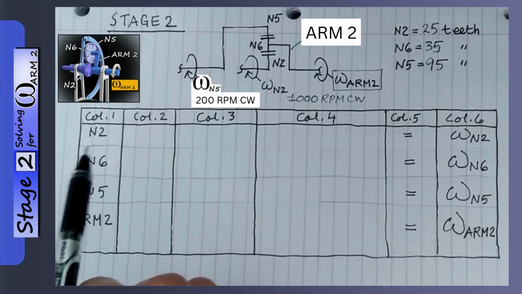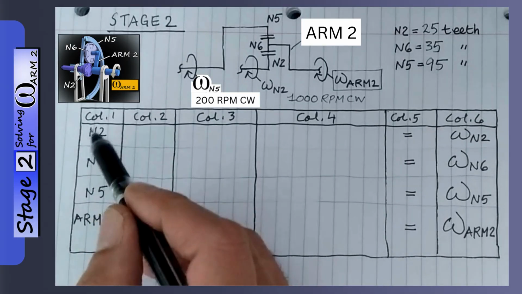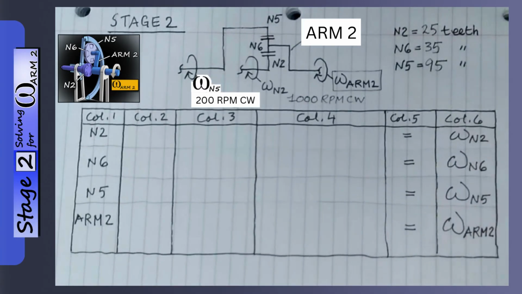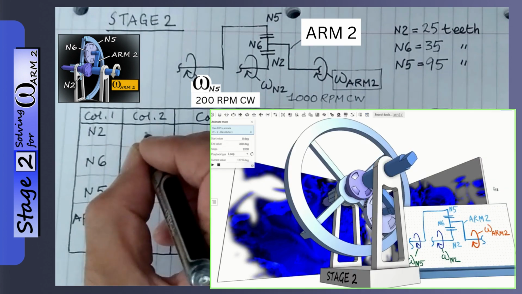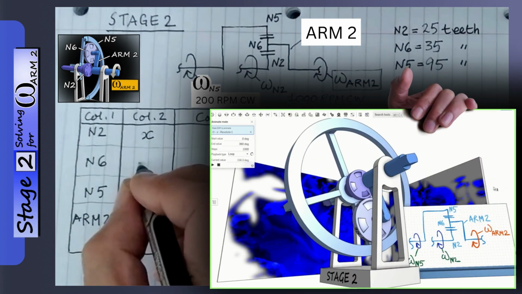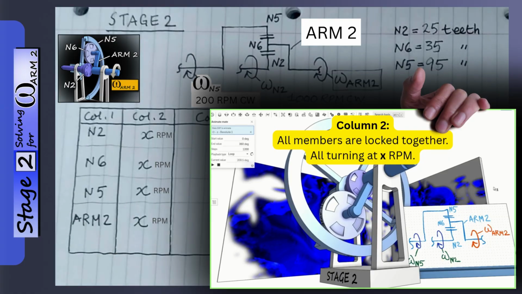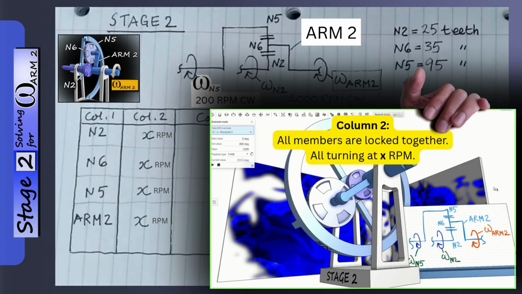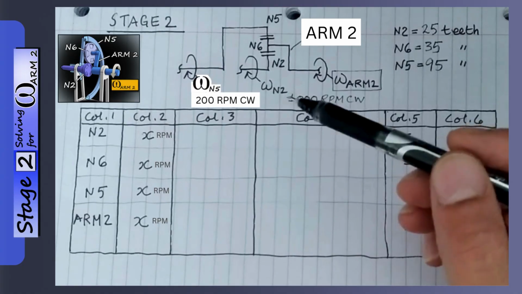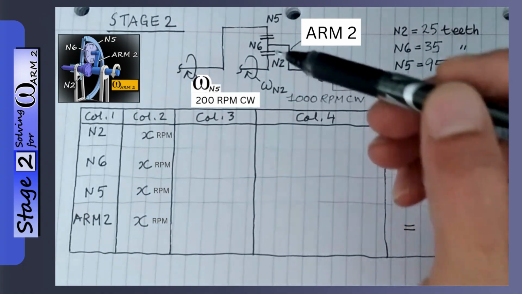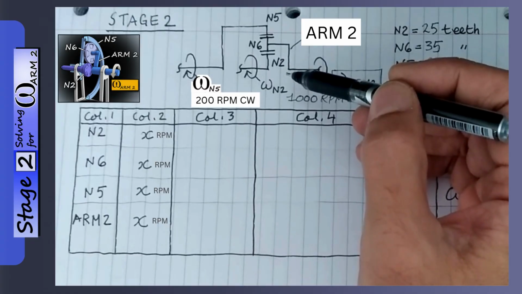The columns that are super easy to do, I've already filled them out: column 1, column 5, and column 6. Column 2 is also super easy. You will find yourself printing X in all the cells. Column 3 is where the action happens. Column 3 is where we temporarily transform our epicyclic gear train into an ordinary gear train.